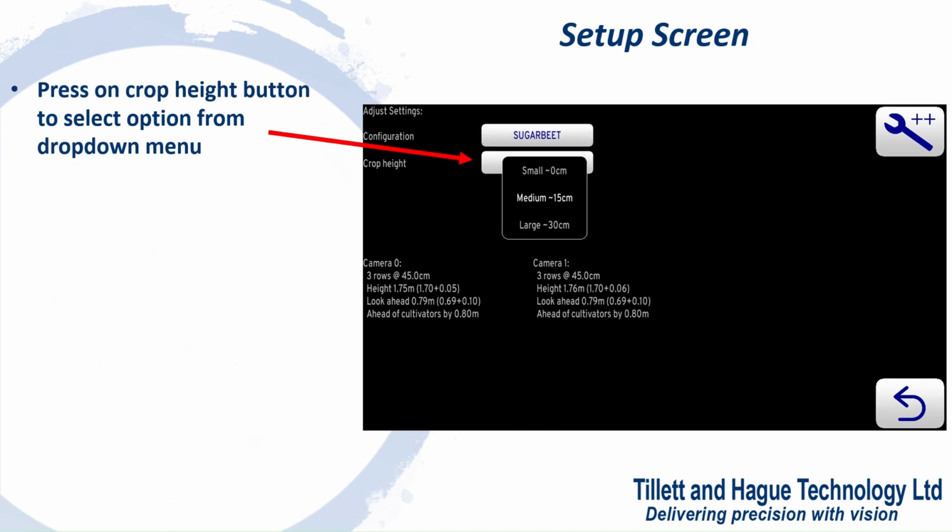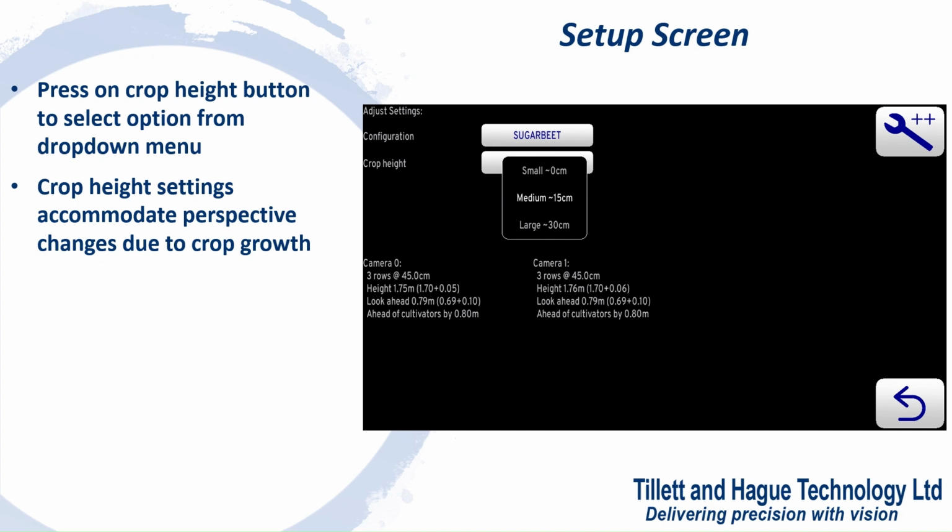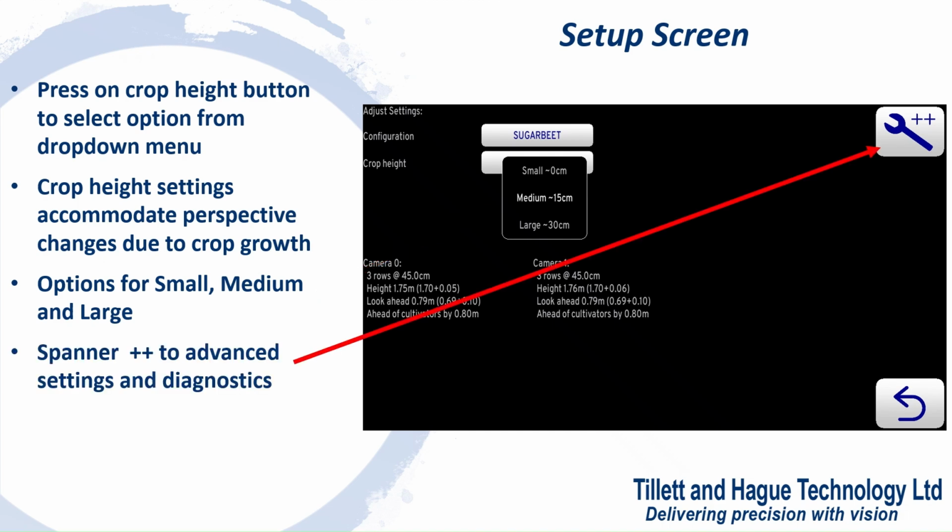Crop height should be set to suit the height of the crop in the field. Press on the Crop Height button to select a crop height category from the drop-down menu. Adjustment of crop height is to accommodate for the change in perspective that occurs when a crop grows closer to the camera. 3 categories of small, medium and large can be selected. The sizing of these categories scales with camera height. Select an appropriate height that best suits the crop in the field.